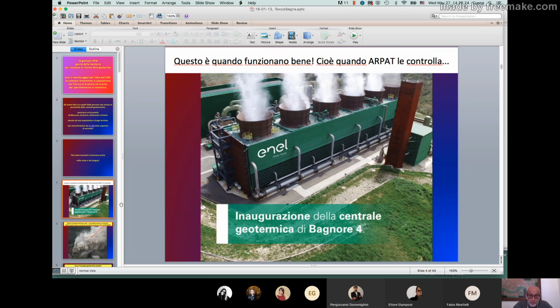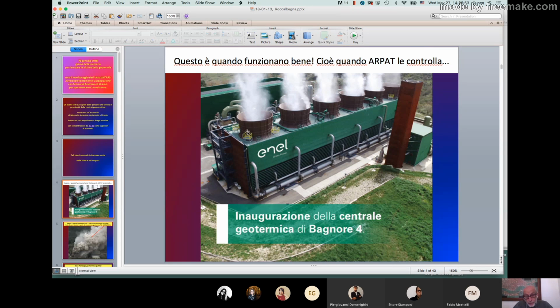So this is the normal functioning of geothermal power plants, where you get all this pollution mainly by fine particles, and the fine particles are actually the ones that constitute the condensation nuclei of the vapor that you see coming out of the cooling towers.